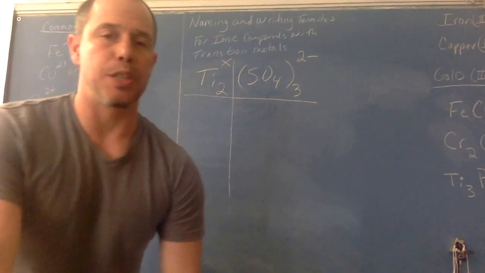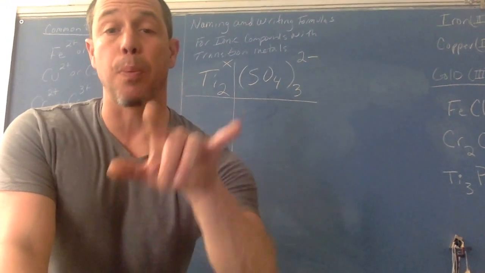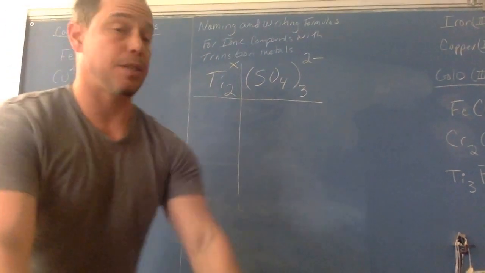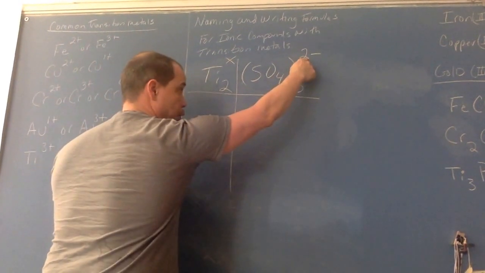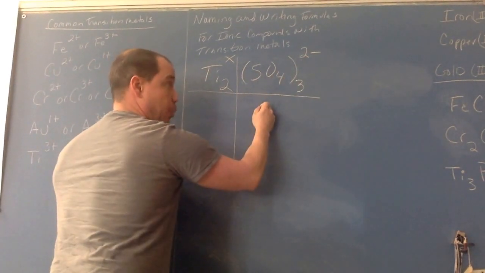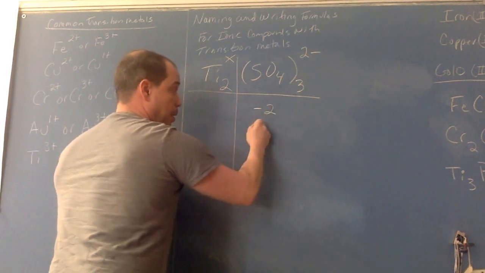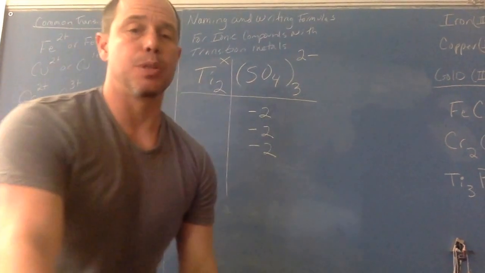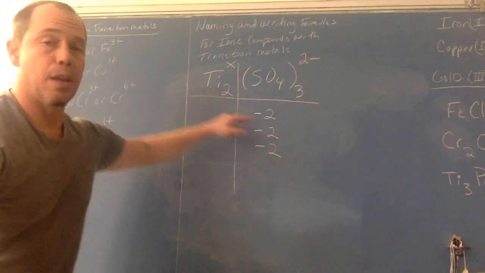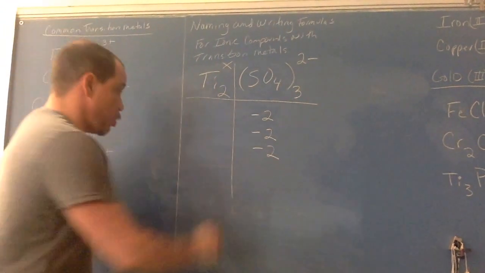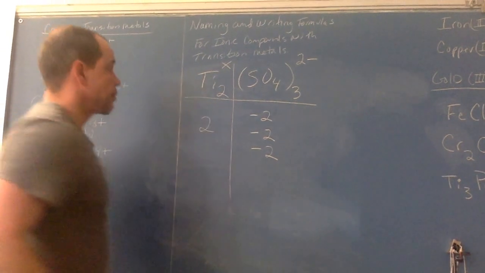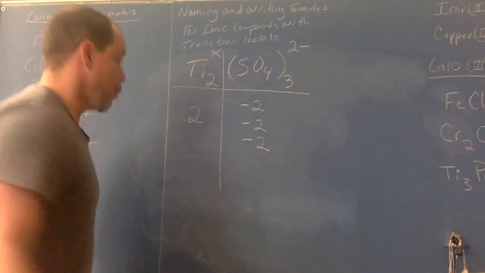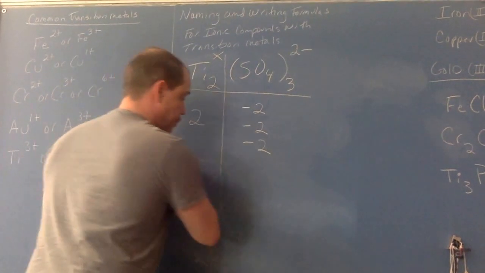How many sulfates do I have? Well, it's represented by the parenthesis with a 3 underneath. I know I have 3 sulfates, each one with a -2 charge. So I'm going to put that 3 times: -2, -2, -2. How many titaniums do I have? Subscript tells me there's 2 of them. I'm going to put a 2 down. Good so far.